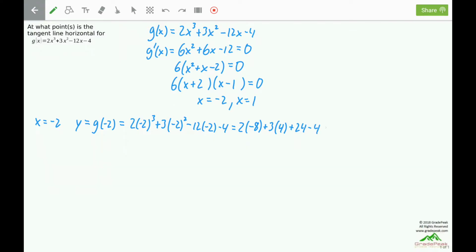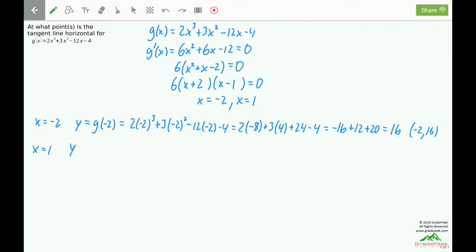And then minus 4. So 2 times negative 8 is negative 16. 3 times 4 is a 12. And then 24 minus 4 is a 20. Minus 16 plus 12 is a minus 4. And then plus 20 gives us a 16. So that means I'm coming out with the point negative 2, comma 16.